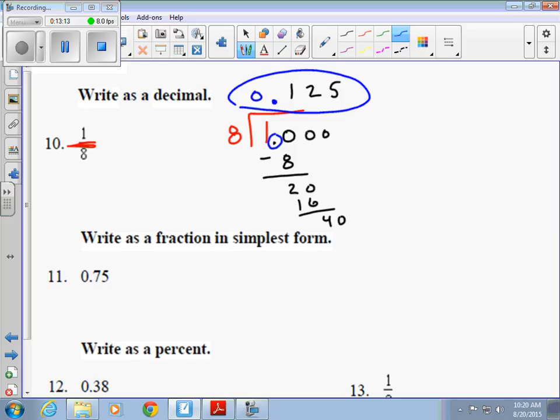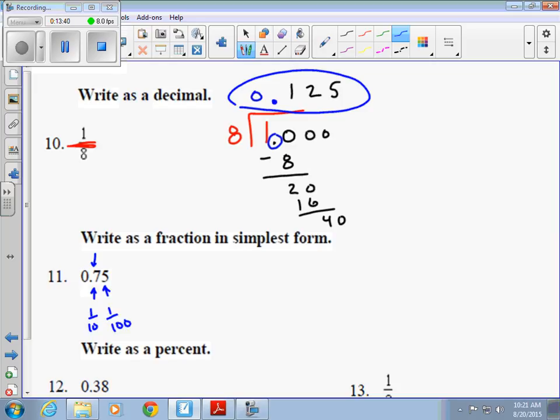Number 11 is just doing the reverse of number 10. 0.75, you're writing a fraction in simplest form. Now, what you need to know about this one is this is the tenths place. This is the 100ths place.